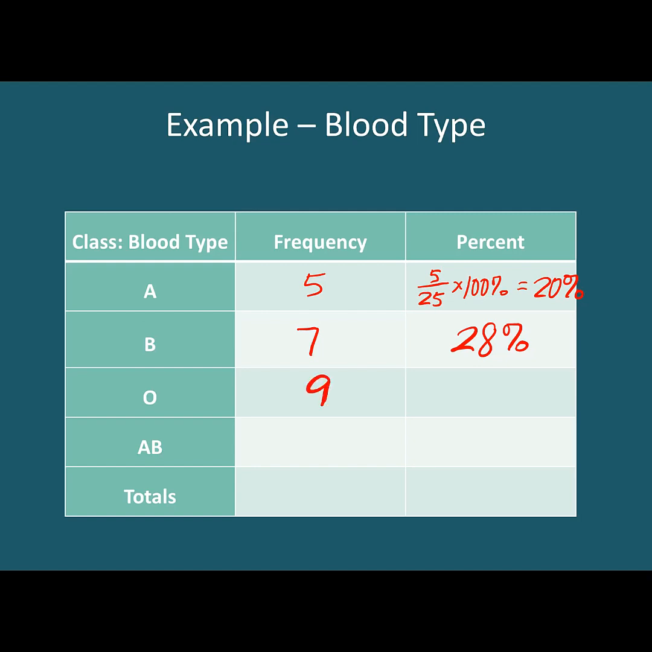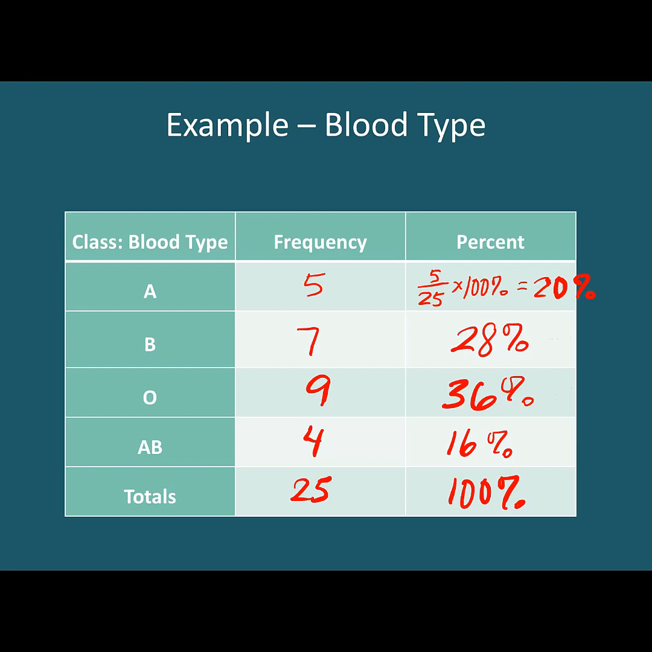There were 9 folks who had blood type O, which gives us 36%. 4 folks who had blood type AB, which is 16%. And again, our grand total were 25 inductees, which obviously means the full 100%.